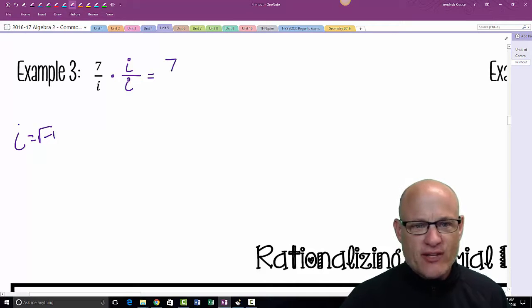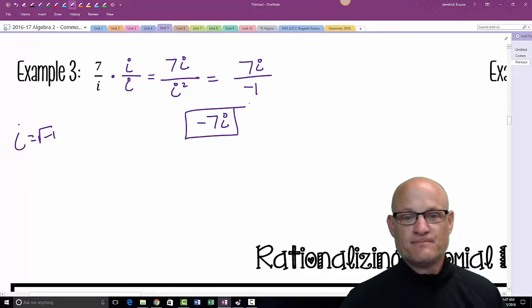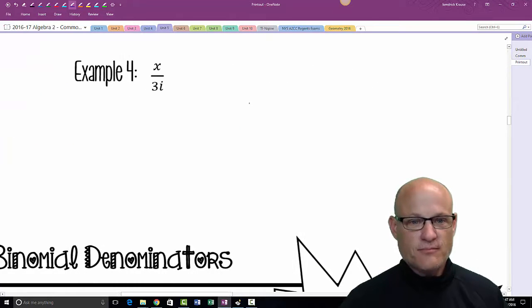In the numerator, I get 7i. In the denominator, I get i squared. But you need to remember that i squared is really negative 1. So my final answer is negative 7i. There's my answer. Moving on.